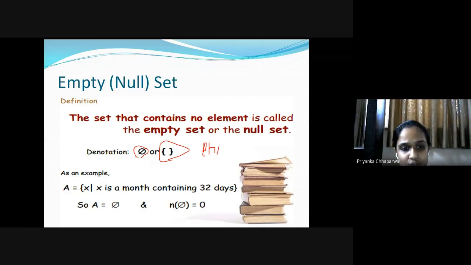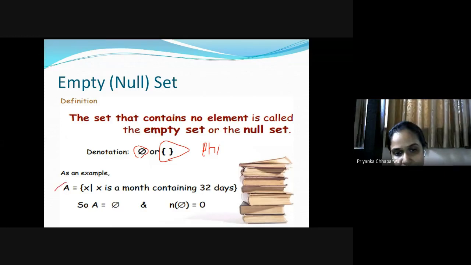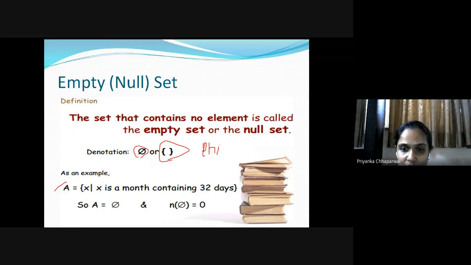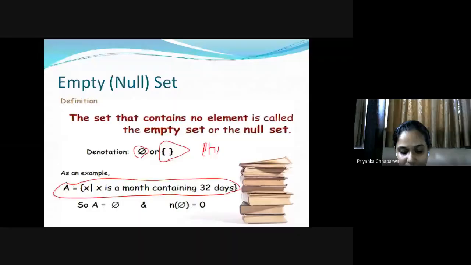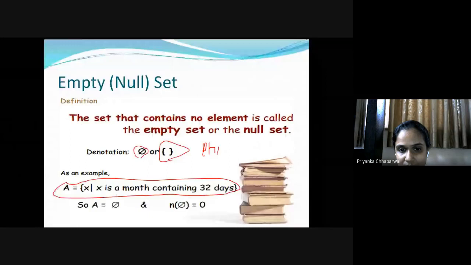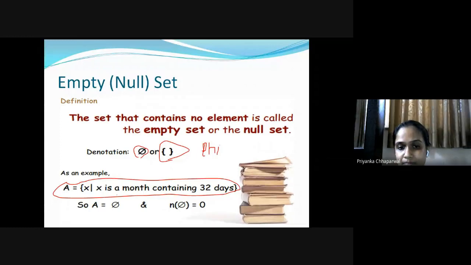So first of all, students, I am representing one set. Is it the roster form or the set builder form? Yes, I am defining one set. Is it the roster form or the set builder form? So it is the set builder form.